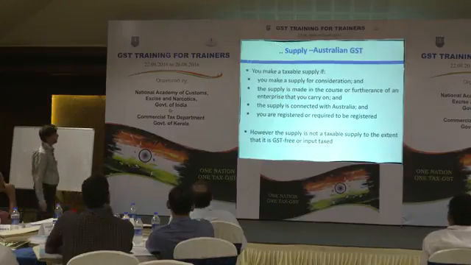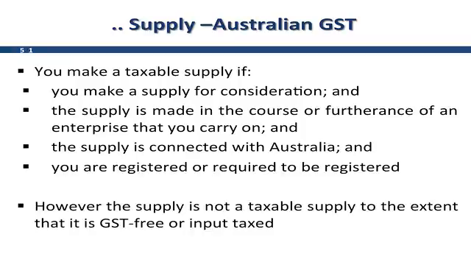When do you make a taxable supply? You make a taxable supply for a consideration and the supply is made in the course or furtherance of enterprise. The word business is replaced by the word enterprise here. The supply is connected with Australia, that is, provided within the taxable territory. You are registered or required to be registered, a taxable person. However, the supply is not a taxable supply to the extent that it is GST free or input taxed.